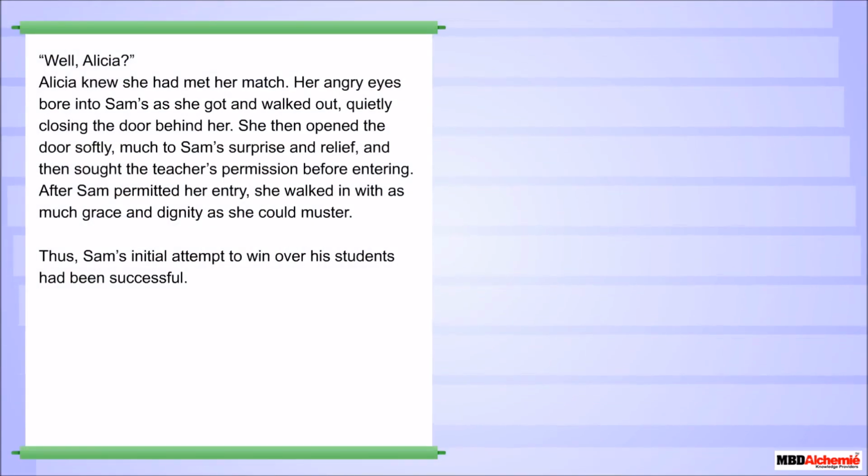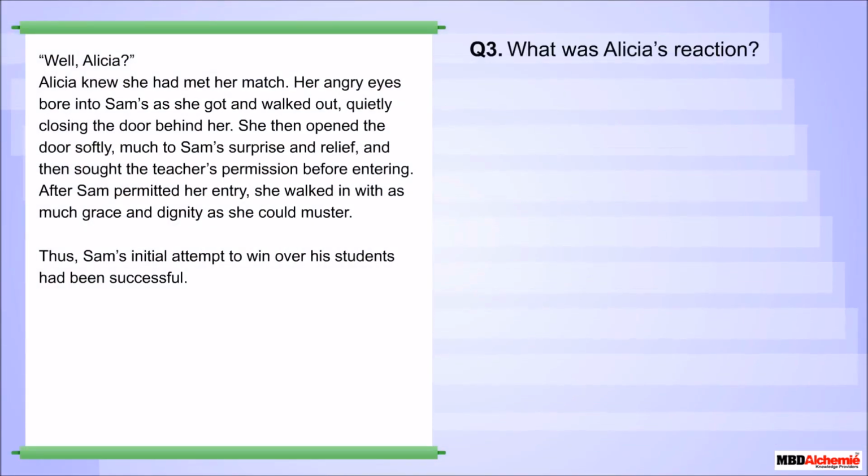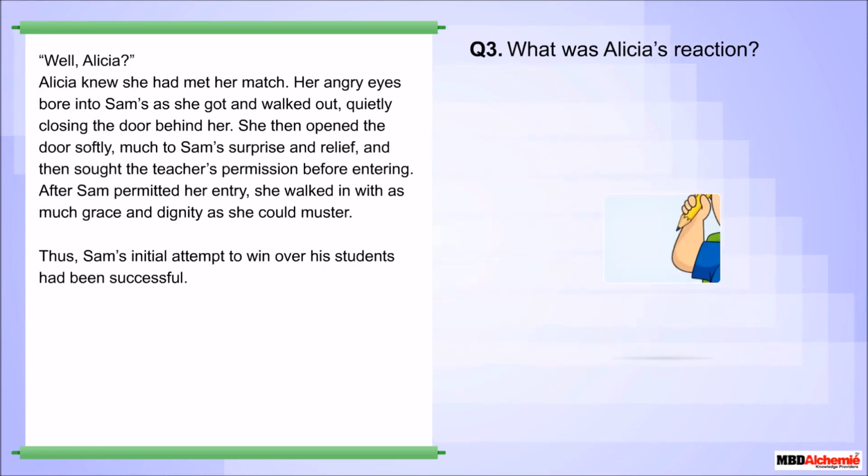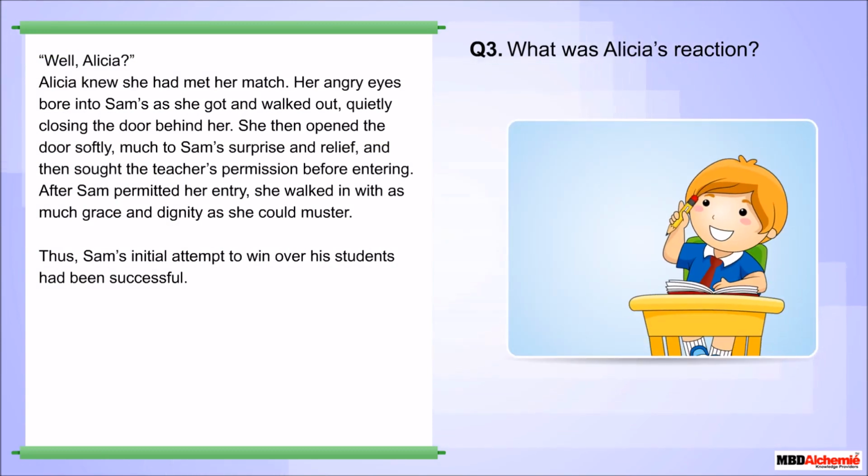Now let's move on to the third question. What was Alicia's reaction? This is a factual question. The answer to this is clearly given in the passage. Look at the highlighted lines. If we rephrase them, we have our answer.